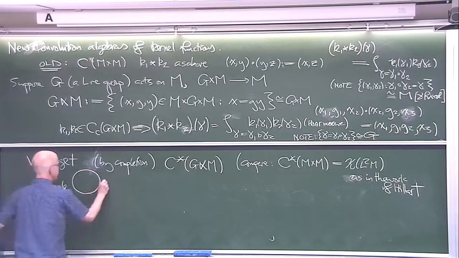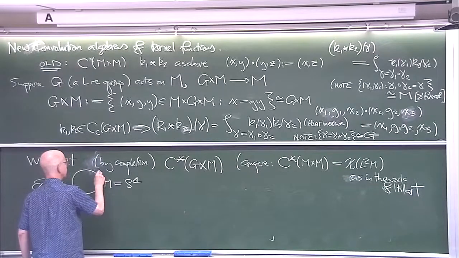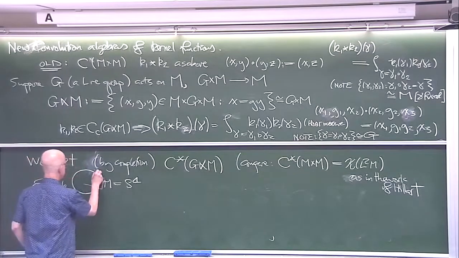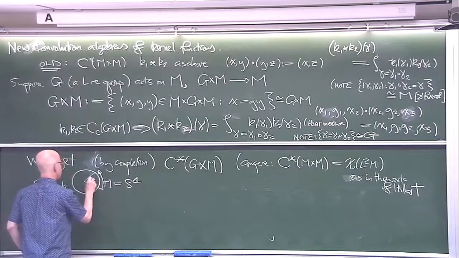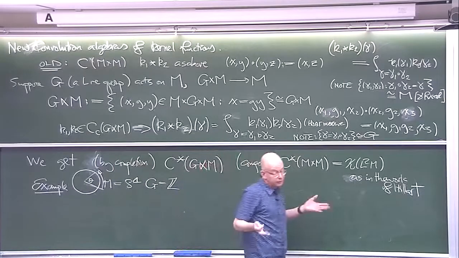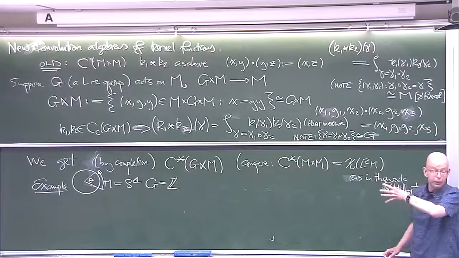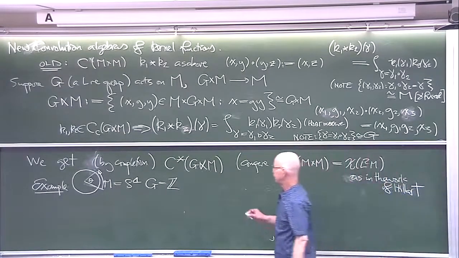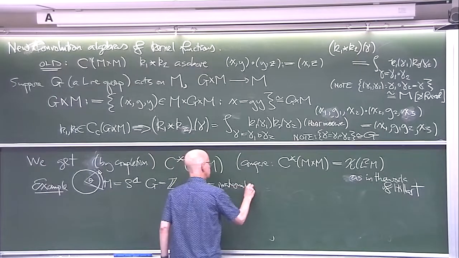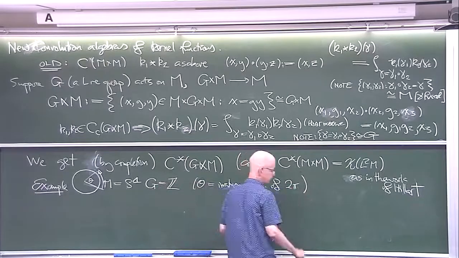So let the manifold be the circle. And consider the group of integers acting on the circle by rotation through some angle theta. So the group, I'll just choose to be this discrete group of integers. It's a Lie group. And the way the group is acting on the circle is that the integer 1 is acting by rotation by the angle theta. And it gets the most interesting when theta is an irrational multiple of one entire revolution.